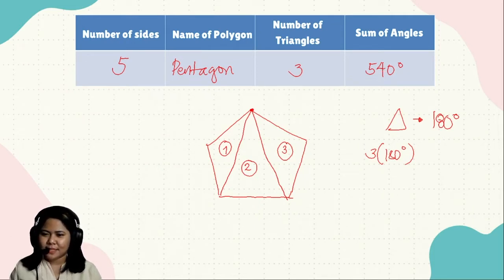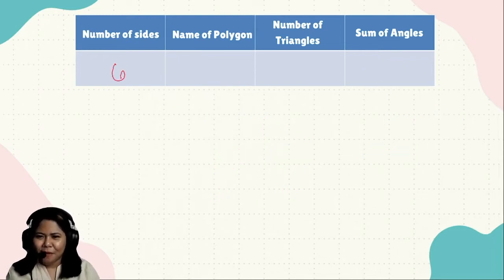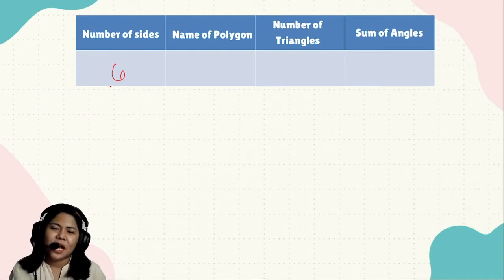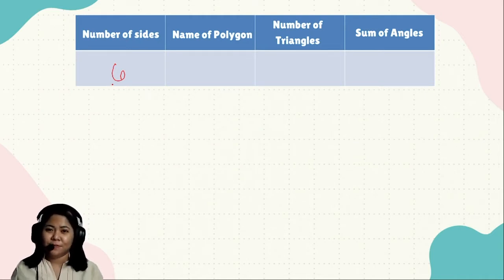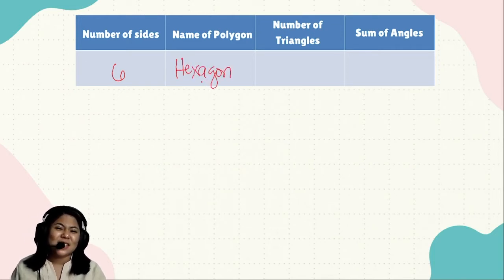One last. Sana may napapansin kayo sa pinagagawa natin. Sana may nakukuha kayong idea kung saan nga ba tayo papatungo. How about a six-sided polygon? How do you call a six-sided polygon? A six-sided polygon is a hexagon. Okay? So, it's a hexagon.